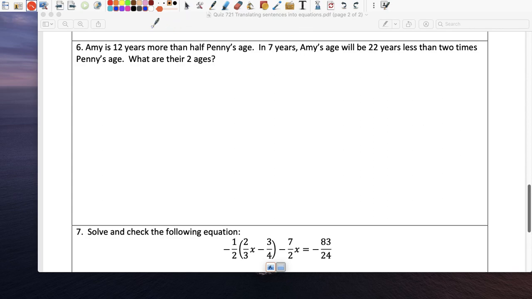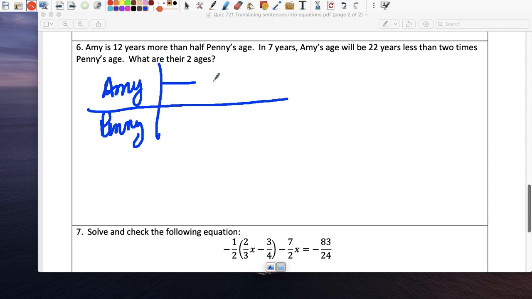And don't share. Amy's 12, so we have Amy, and we have Penny. Amy is, I guess now, 12 more than half of Penny's age. So whatever Penny is, we'll call it P, divided by 2. 12 more than Penny's age divided by 2. Okay? And Penny is just Penny. That's her age. Oh, you could have used X.